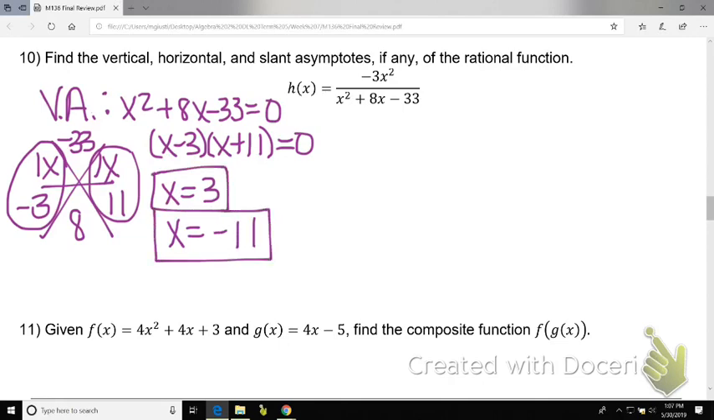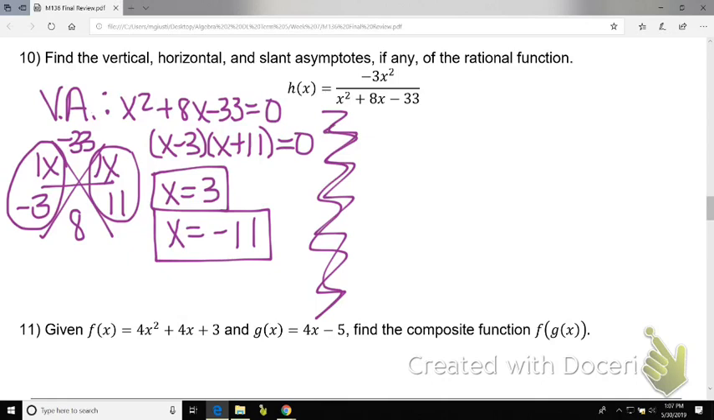So there are your 2 vertical asymptotes. And again, those are vertical asymptotes because those 2 numbers, if I were to plug a 3 into my denominator right now, the denominator would be 0. And you're never allowed to have a 0 on the bottom. So that's one of our breaks in the graph, at x equals 3. The other break would be at the negative 11. So if you were to plug in a negative 11 in the denominator spot right now, you'd get a 0 on the bottom, and that's not allowed. Okay?